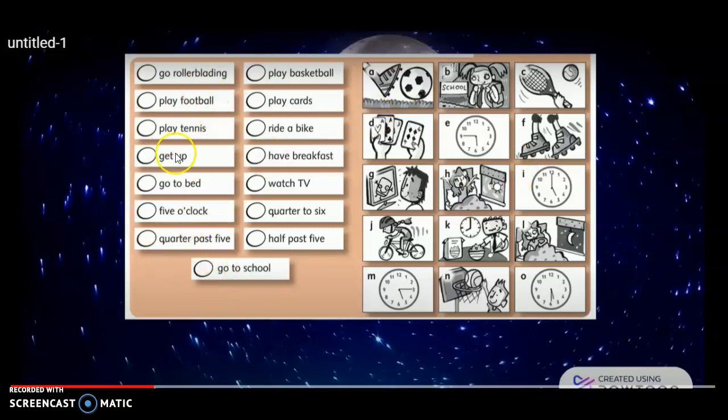The activity with the words. What's the problem here? There is a big problem. The problem are letter E, I, M, and O.